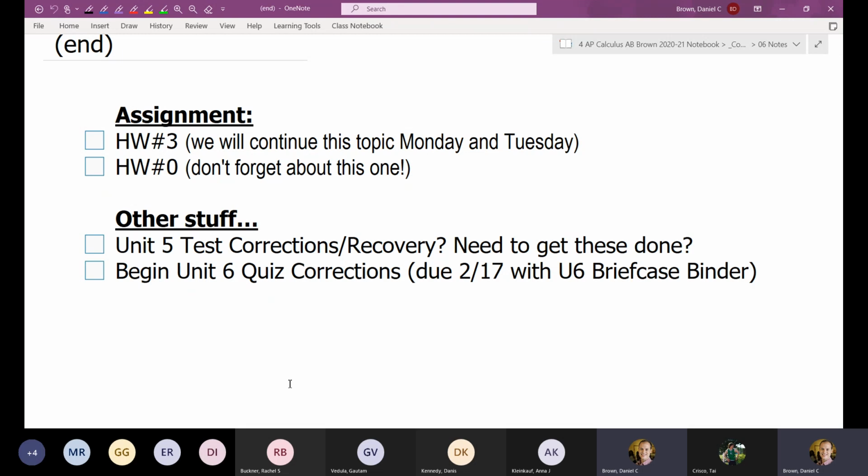Don't want you to forget about homework 0, those kind of AP review questions you have this unit. And then just other general reminders. Unit 5 test corrections or recovery. I know many people have reached out to me, either turning in their corrections or letting me know they are taking a recovery test on Wednesday during office hours. You can also now, if you're just feeling extra eager, go ahead and start your Unit 6 quiz corrections as well. The key to the Unit 6 quiz is in that answer key folder.